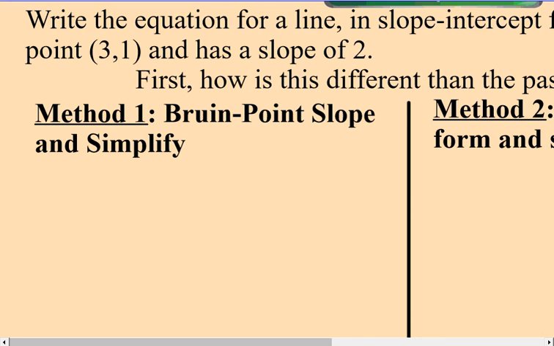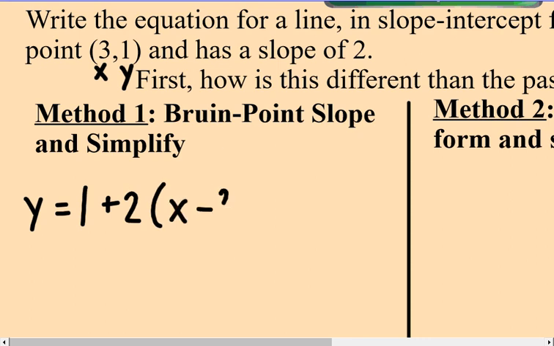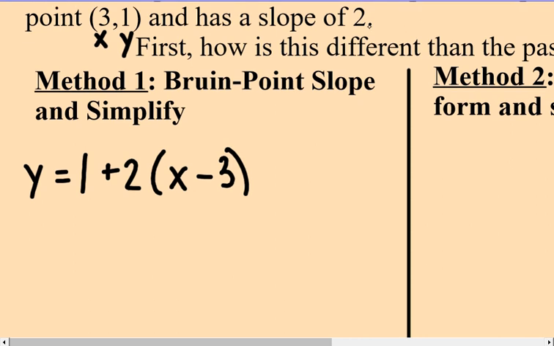Write it in point slope form at first and simplify. So I would say this is an x coordinate, this is a y coordinate. So I would say y is 1 to start. My slope is 2, so I go up 2 over 1 for every x past my x coordinate of 3. That right now is not in y equals mx plus b, but I can get to it just by simplifying. So step 1, point slope. Step 2 is going to be simplify.